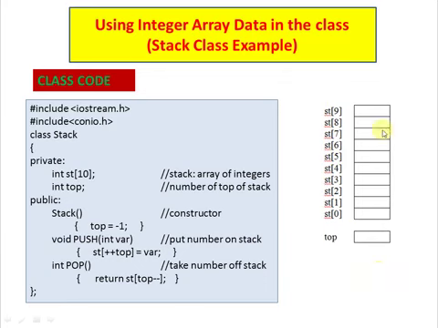This is the memory of our object which we are going to declare in the private section of our class. Now in the public section there are three operations. The first one is a constructor. The name of this constructor is just like the name of the class. So this is the constructor, and this constructor is initializing the variable top equal to -1.